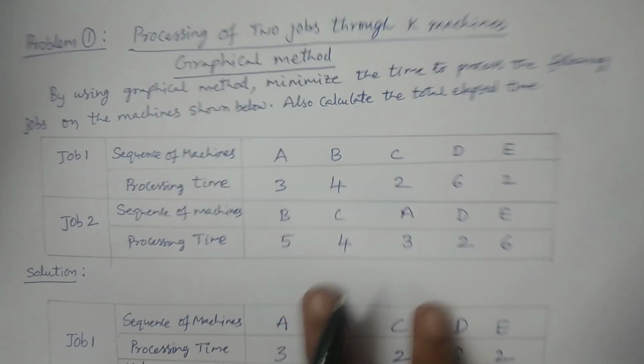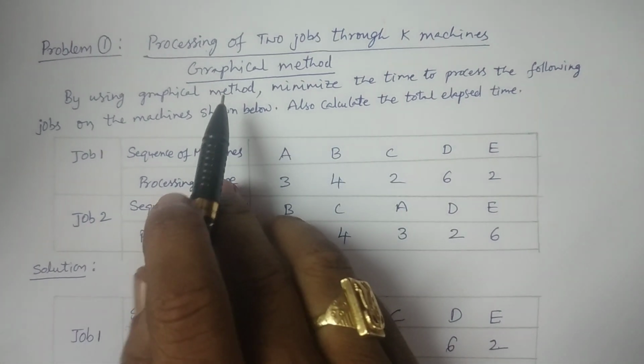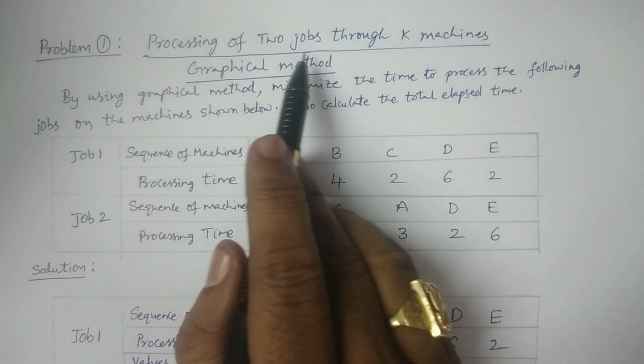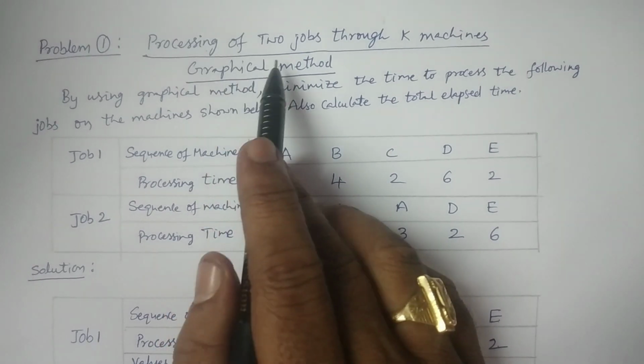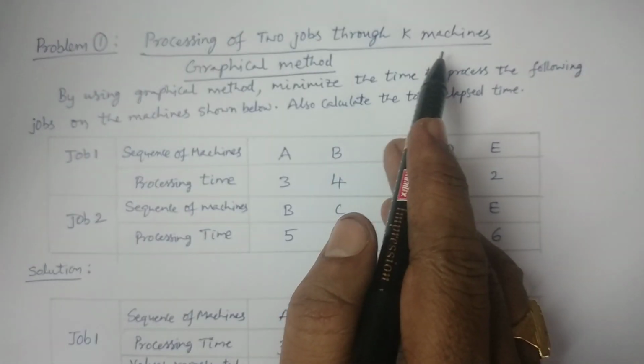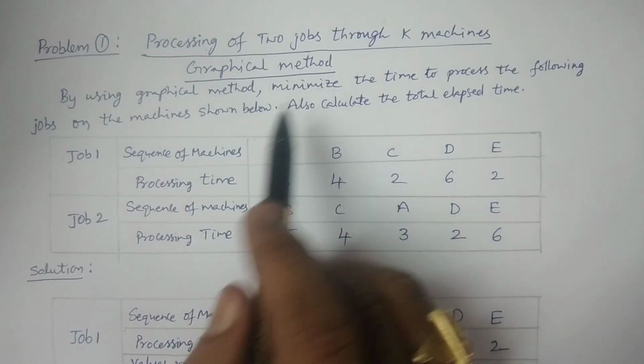Now in this lesson I explain one of the problems on the graphical method of processing of two jobs through K machines. Processing of two jobs through the K machines. So I explain one of the problems. So what is the problem?